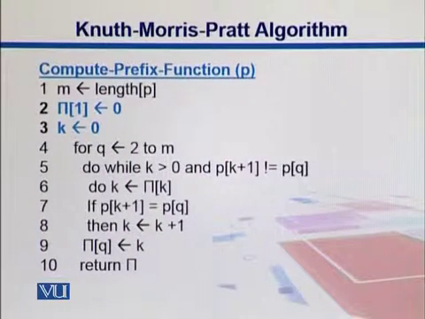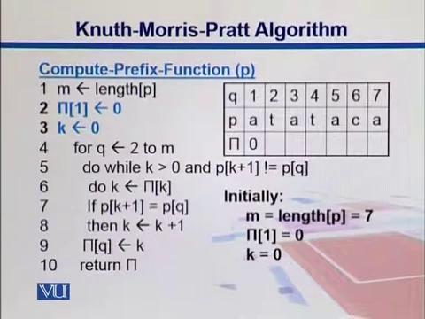First of all, we take the pattern, and this is all about the pattern, guys. Nothing to do with the text. So we take the length of the pattern and store it in a variable m. Then we have pi of 1, which is initialized to 0, and k is also 0. So right now we start with this situation, and in this table you will also see what we have.